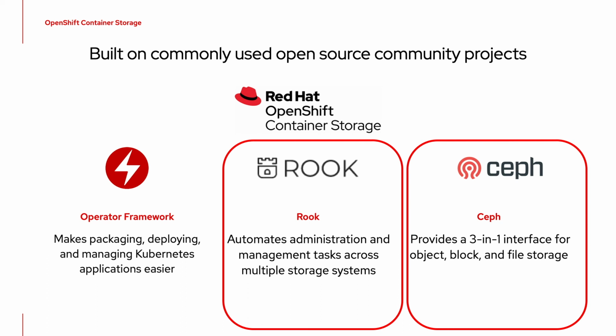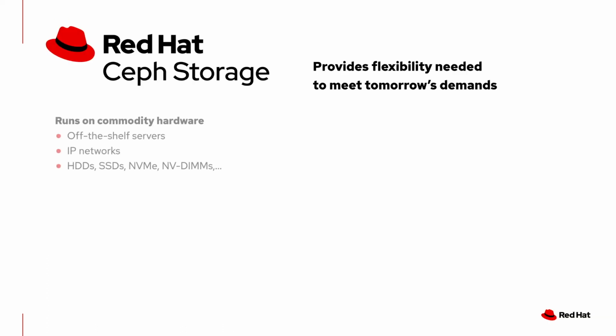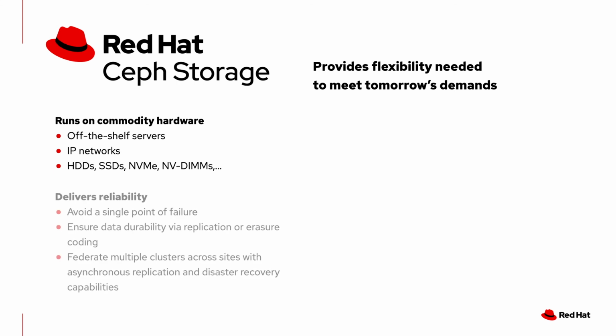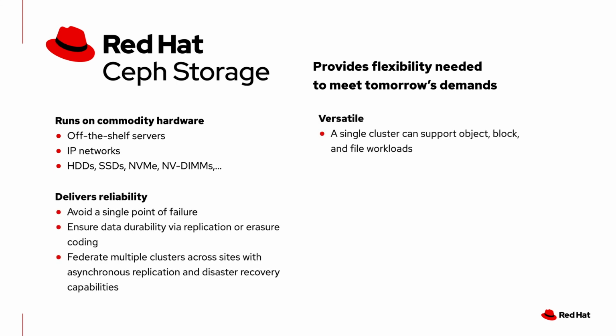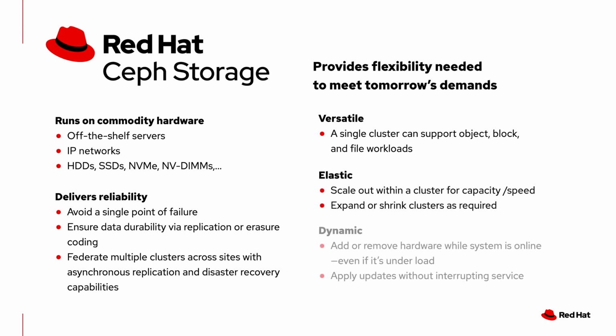Let's have a closer look at Ceph. Red Hat Ceph Storage runs on commodity hardware, delivers reliability, and is very versatile as it can support object, block, and file workloads. It's elastic, it can scale out, and it's very dynamic. It's also capable of changing the hardware footprint while the system is online and even while it's under load. You can do any updates without interruptions.